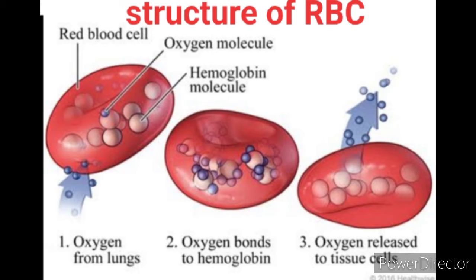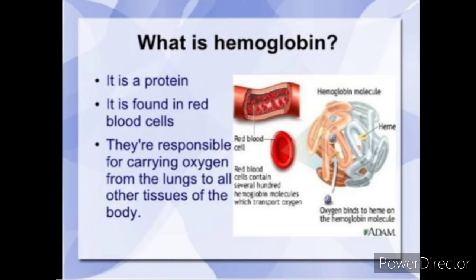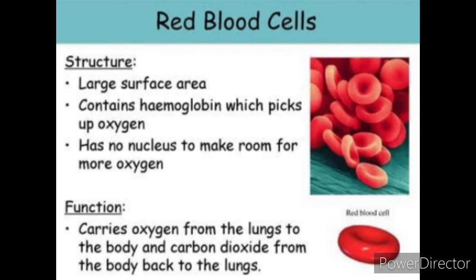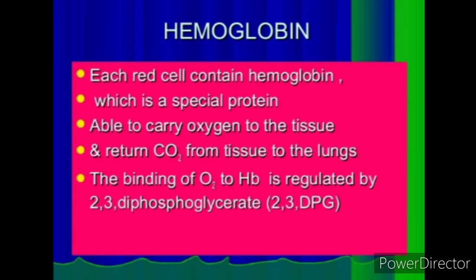RBCs consist of the red pigment called hemoglobin. When we separate the word hemoglobin, heme consists of an iron component and globin is a protein part. So this together forms the hemoglobin, which has the capacity to carry oxygen. So what is the function of hemoglobin, or what is the function of red blood cells? It can carry oxygen with the help of hemoglobin.